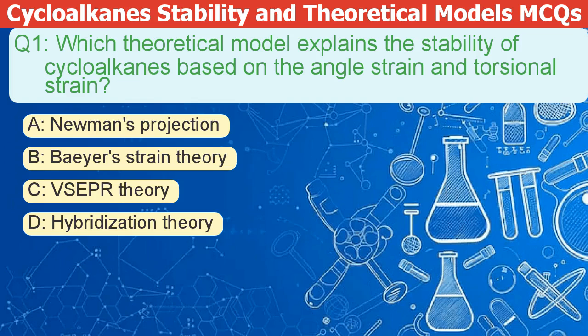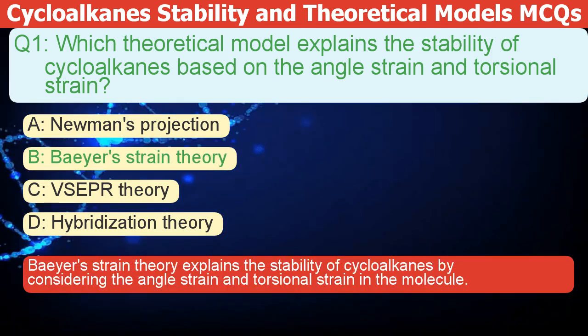Which theoretical model explains the stability of cycloalkanes based on angle strain and torsional strain? A. Newman's projection. B. Baeyer's strain theory. C. VSEPR theory. D. Hybridization theory. The correct answer is B. Baeyer's strain theory explains the stability of cycloalkanes by considering the angle strain and torsional strain in the molecule.